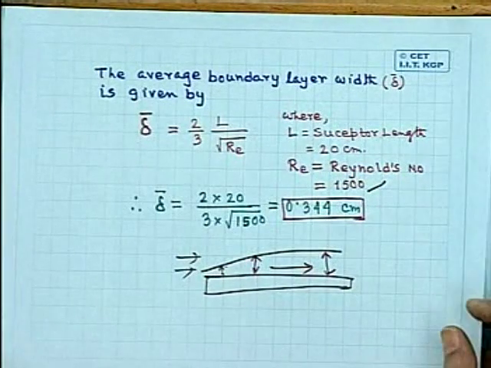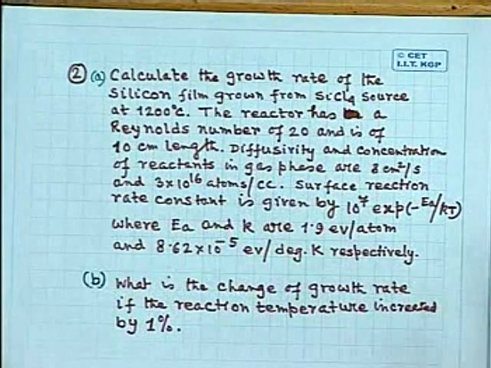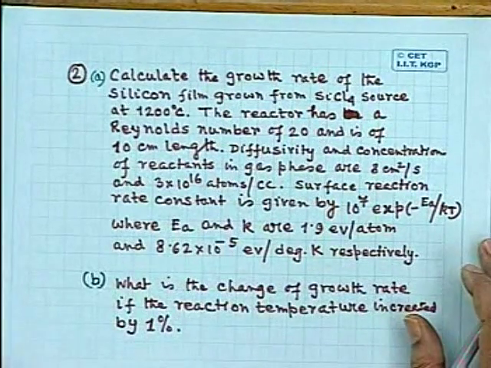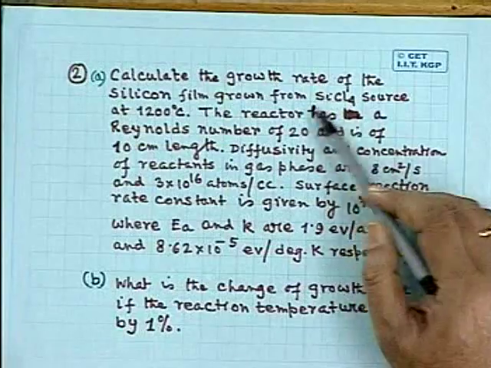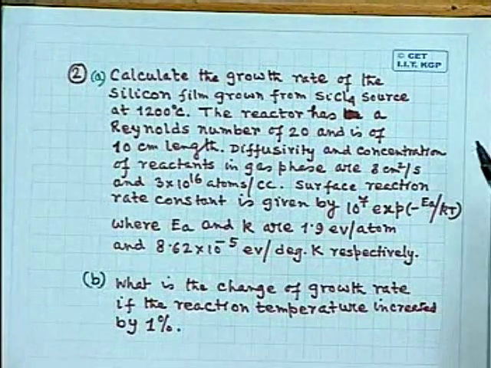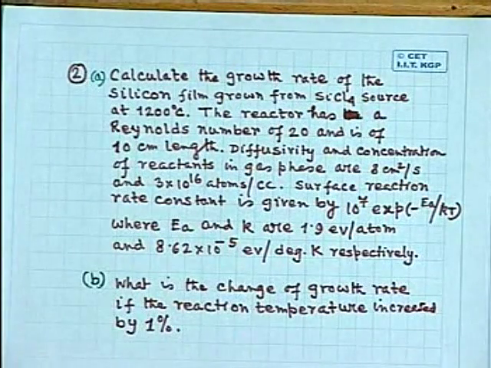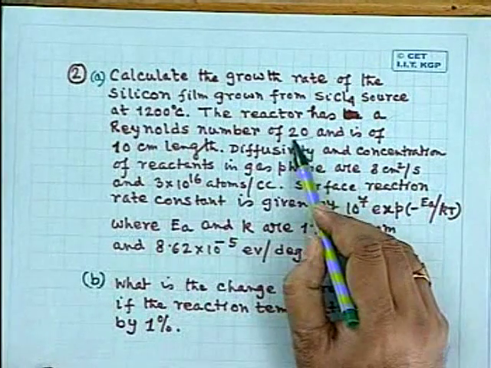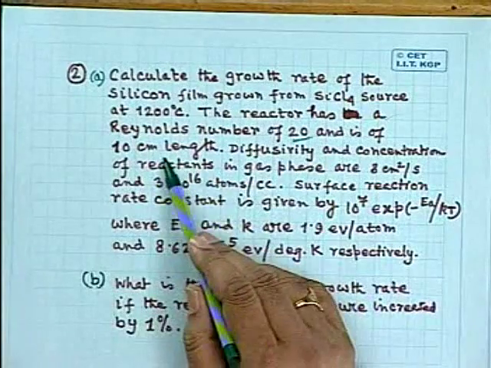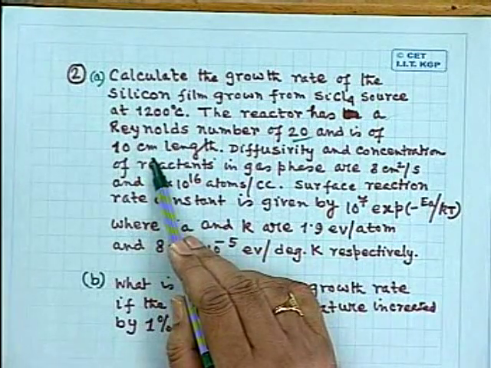So now I come to the next problem, the second problem. The second problem is a really involved problem. You write down the problem. It is: calculate the growth rate of a silicon film grown, again from a SiCl4 source, at 1200 degree centigrade. The reactor has a Reynolds number of 20 and is of 10 centimeter length. Reactor length is 10 centimeter.